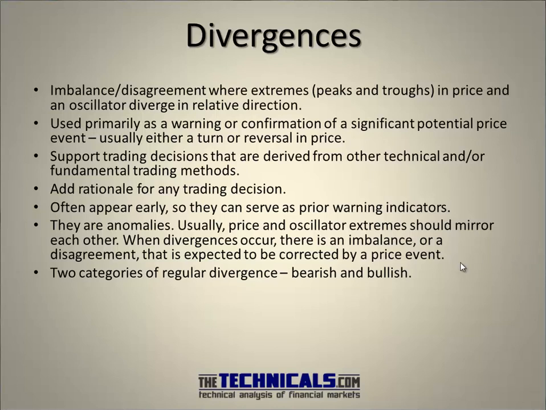Now, divergences are anomalies. Usually price and oscillator extremes should mirror each other. When divergences occur, there is an imbalance or a disagreement that is expected to be corrected by a price event. There are two categories of regular divergence that I'm going to talk about today. One is bearish and the other is bullish.